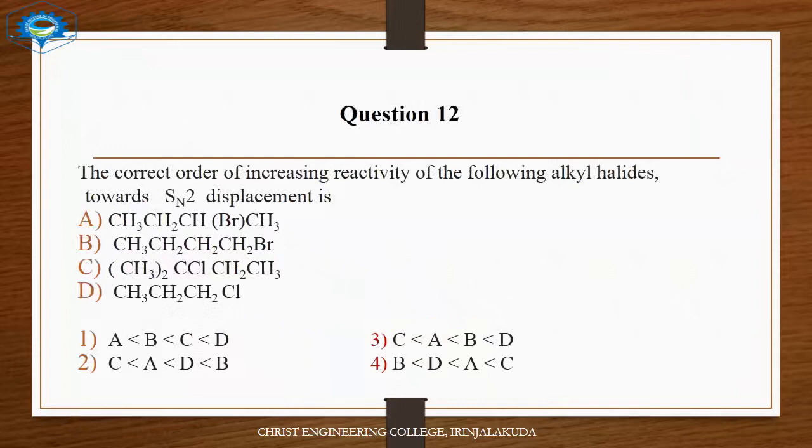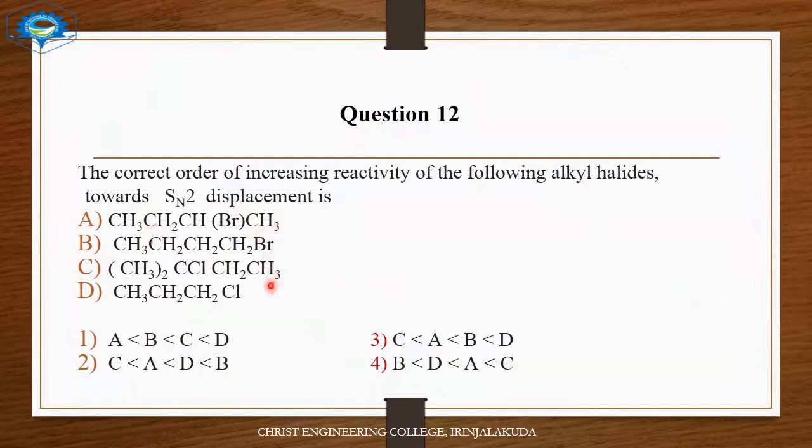The next question: the correct order of increasing reactivity of the following alkyl halides towards SN2 displacement reaction. Four alkyl halides are given, and we have four options: 1, 2, 3, 4. So in order to solve the question, you should know what the factors affecting the reactivity of alkyl halide are.